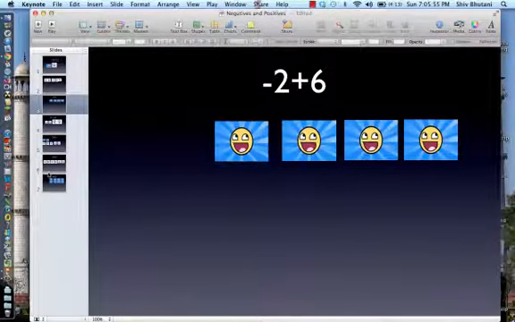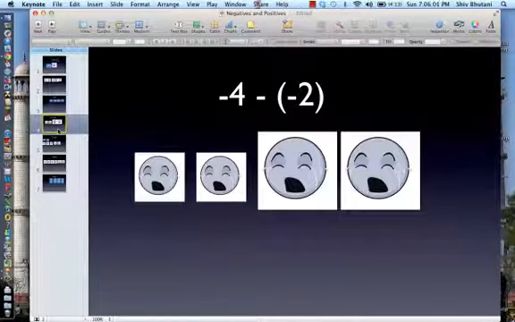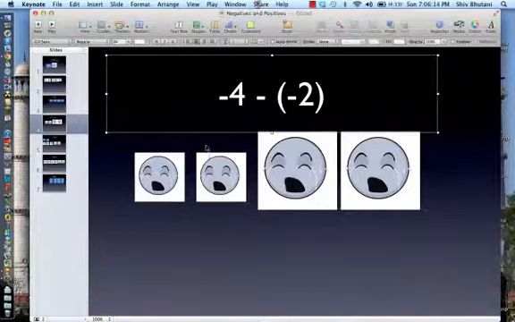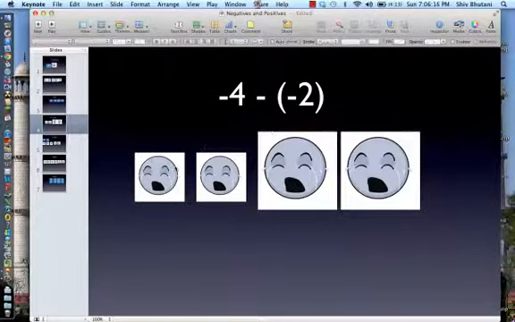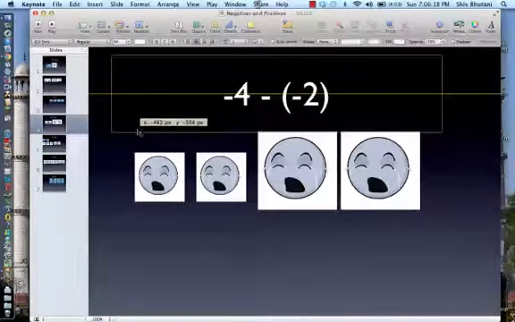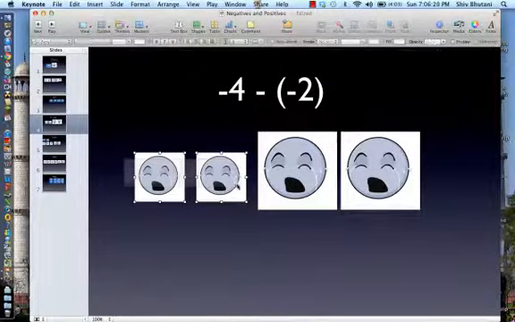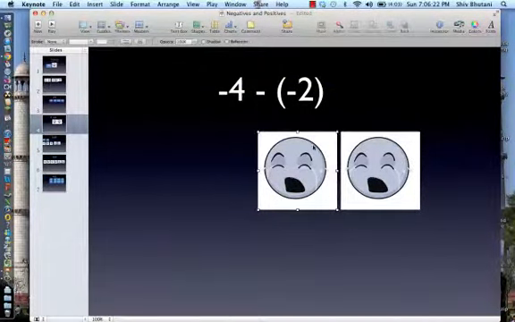The next question is -4 minus -2. So we're going to take away. Subtract, there's another meaning of subtraction which could mean take away. So we're actually going to take away these two negatives. Then all we're left with is these two negatives, so the answer is -2.